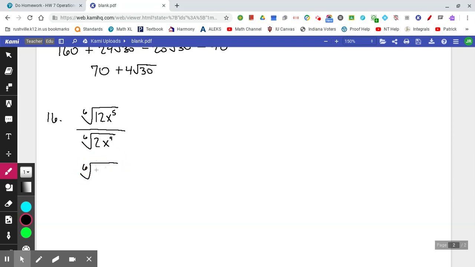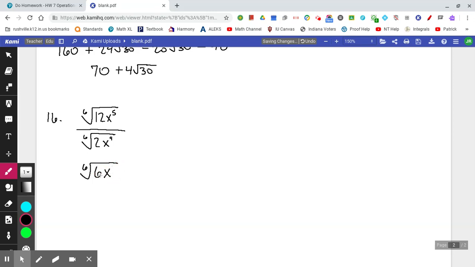So 12 divided by 2 is 6. Larger number was on top, so that means I don't have the fraction anymore. And then x to the 5th over x to the 4th. Remember, your quotient rule means that with exponents, you really subtract. Here you'd have 5 x's, 4 on bottom. That means that 4 of them would cancel. You'd be left with x to the 1st.